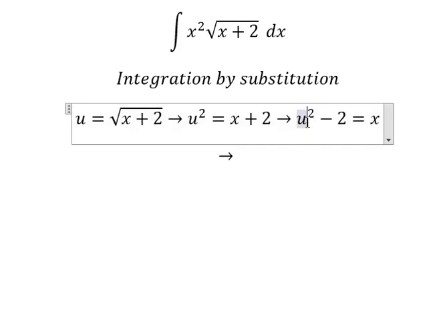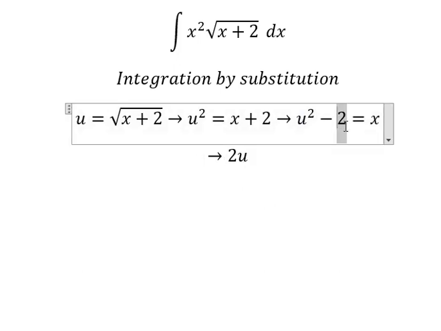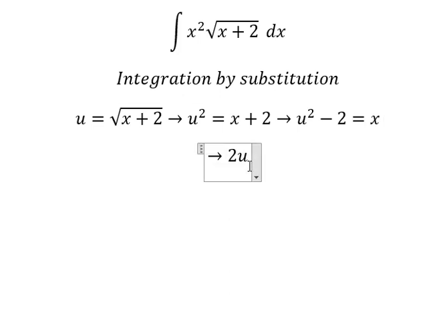This one we have 2u. This one is the constant, so you get number 0. This one we have number 1. And we can simplify like this.